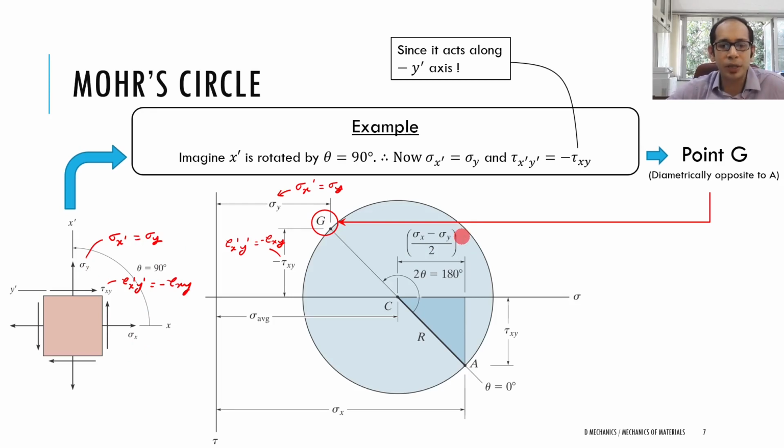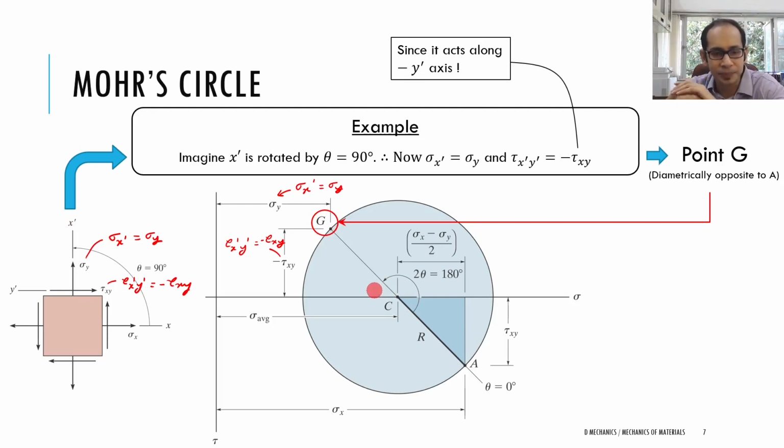Now one extremely important thing to note is that you see this point G is diametrically opposite to A, right? Essentially that means that from here you had a rotation of 180 degrees in the Mohr circle, whereas in the original element, x prime in the previous page was coincidental with this 0 degree. To make it coincidental with the y axis, I had to rotate by 90 degrees, but here to locate the point that represents the state of stress for this rotated axis, I had to go 2 theta, 180 degrees. So what does that tell you?